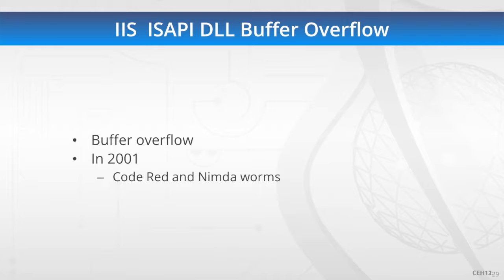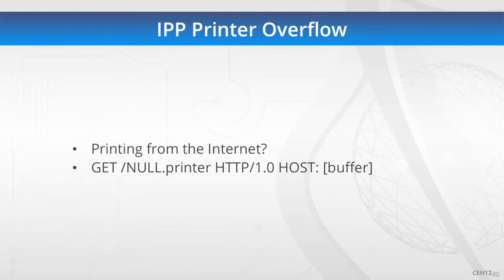Here, how about Microsoft's IIS ISAPI DLL buffer overflow in 2001? This was instantiated by the Code Red and Nimda worms. In other words, they attacked against this buffer overflow. Very, very high scoring, by the way. This is the one that kind of scared me when it came out, but I think it's a great place for us to look as an attacker: the Internet Printing Protocol printer overflow.